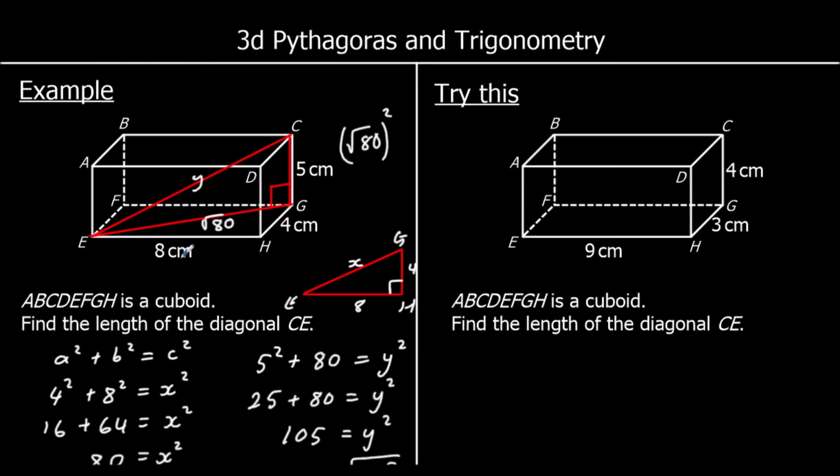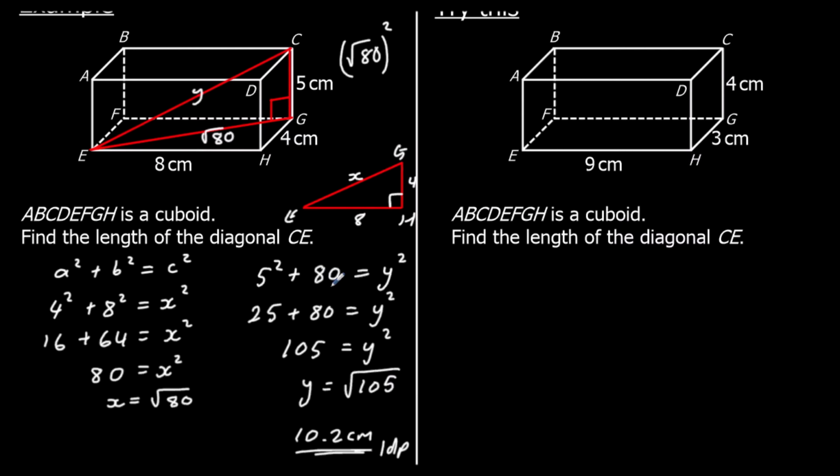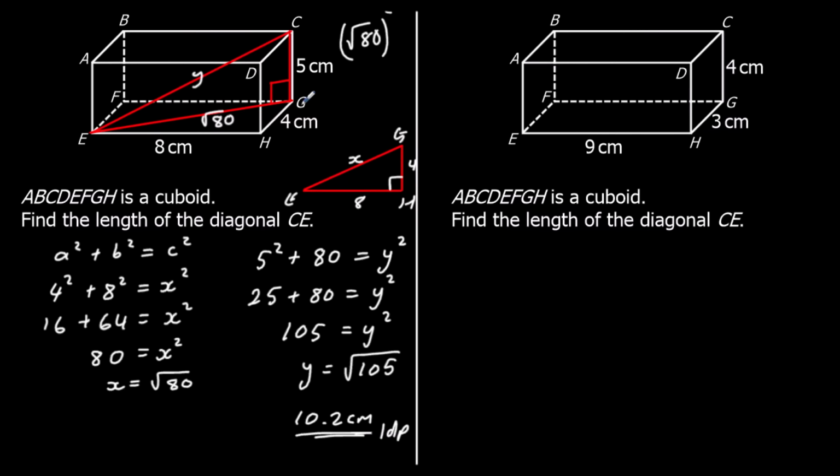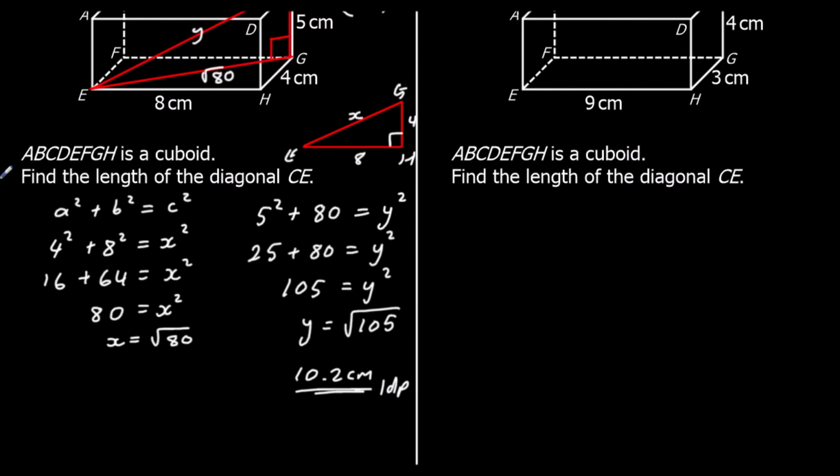There was a quicker way of doing this. You'll notice that we ended up with 80 in our second triangle, and that was 4 squared plus 8 squared. So we could have gone straight to using all 3 dimensions. From E to C was 8 along, 4 back, and 5 up. So we could have gone straight to y squared equals 8 squared plus 4 squared plus 5 squared.